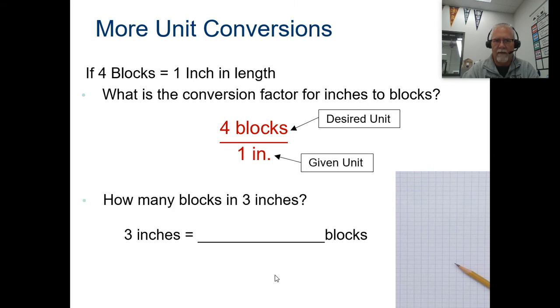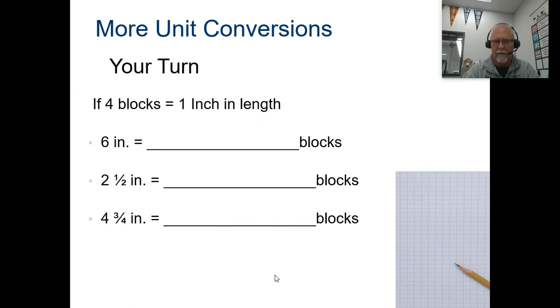How many blocks in 3 inches then? Well, if we take our 3 inches times 4 blocks over 1 inch, gives us 12 because of our conversion factor. Now, if we take again, 4 blocks equals 1 inch, there's our conversion factor. We have 6 inches. That means 6 inches times 4 blocks over 1 inch. We'll cancel out our units, leaving us with blocks. 6 times 4 is 24 blocks.